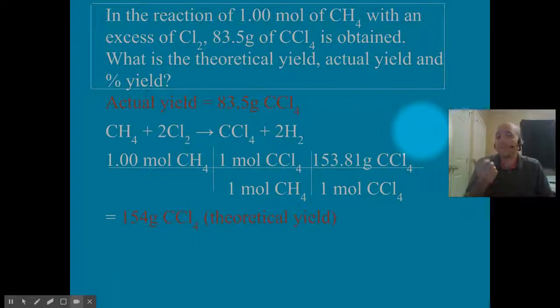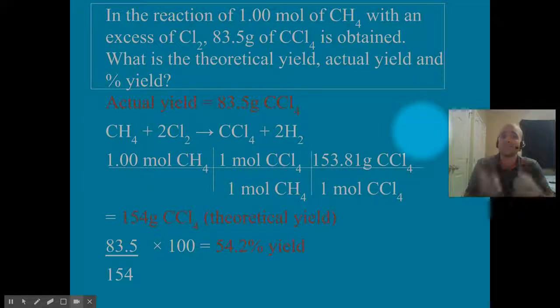Do you remember the calculation for percent yield? That would be the actual yield divided by the theoretical yield multiplied by 100 to get 54.2% yield. That's not the best, but it is still pretty good.